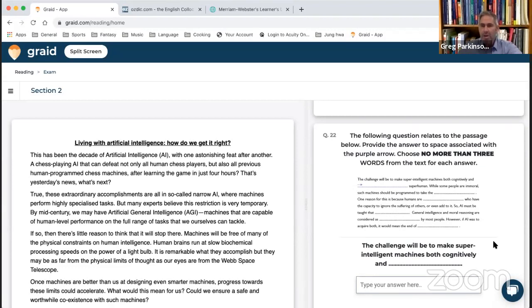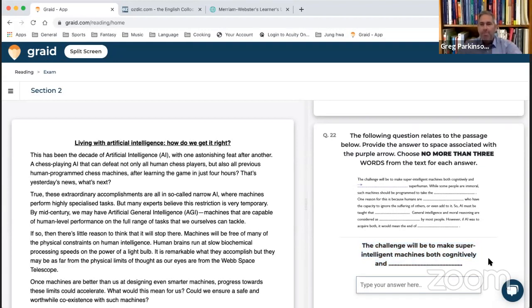And I want to show you what I mean by scanning skills. So again, we're just going to dive straight into this one for this webinar. Imagine that we're not doing so well for time. We have to complete this with 1, 2, or 3, but no more than 3 words. The challenge will be to make super intelligent machines both cognitively and now.